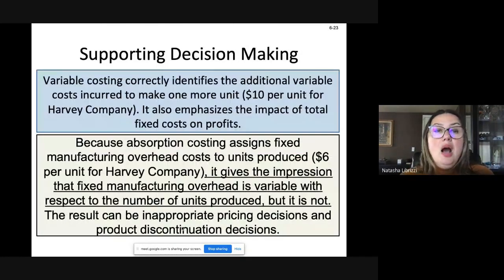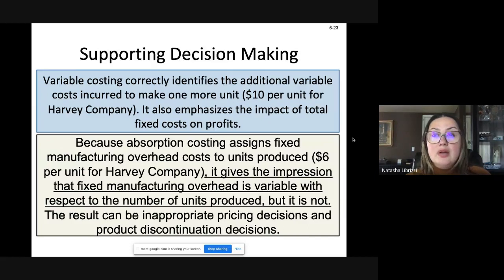A little bit more theory here, just to make sure we understand this. Variable costing correctly identifies the additional variable cost incurred to make one more unit, so $10 per unit for Harvey Company. It also emphasizes the impact of total fixed cost on profit. Because absorption costing assigns fixed manufacturing overhead cost to units produced, it gives the impression that fixed manufacturing overhead is variable with respect to the number of units produced, but it's not.